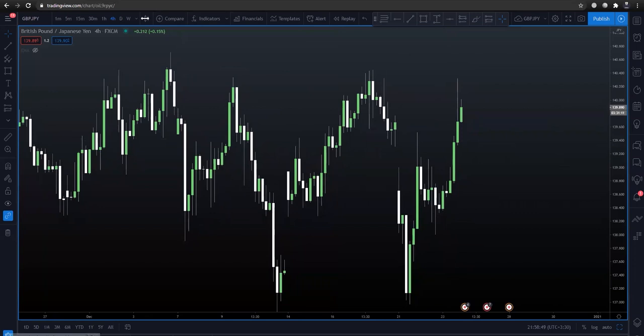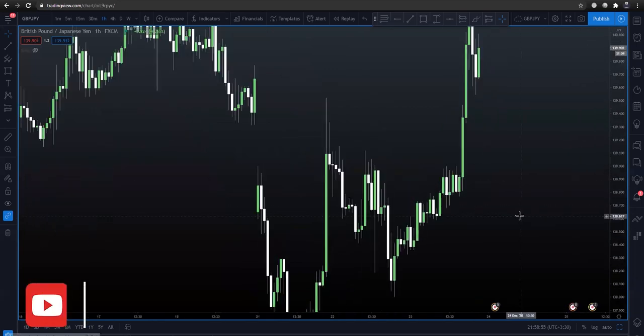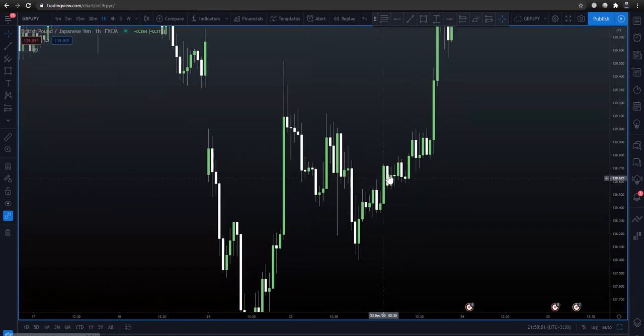Let's go to the lower time frame, H1. Okay, this could be like a two-day market. As I told, we should not trade it. It's so ugly. It doesn't show any direction. It showed direction, but it's not good to trade as a scalper, because it's just going up and down, up and down, up and down.